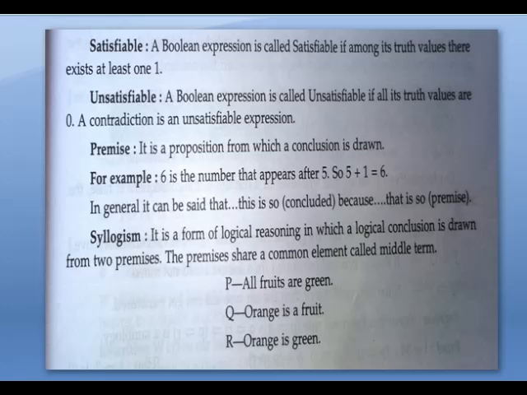So it is a form of logical reasoning in which a logical conclusion is drawn from two premises. This is the first premise, that is, all fruits are green. Then Q, orange is a fruit. So this orange is also included inside the green fruits. So what is the conclusion? Orange is green.